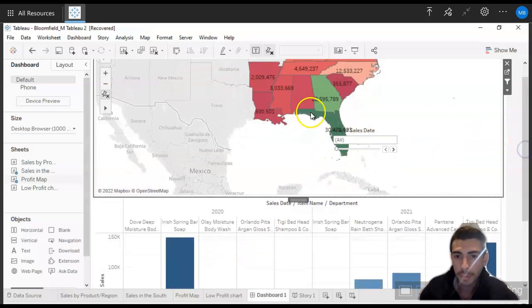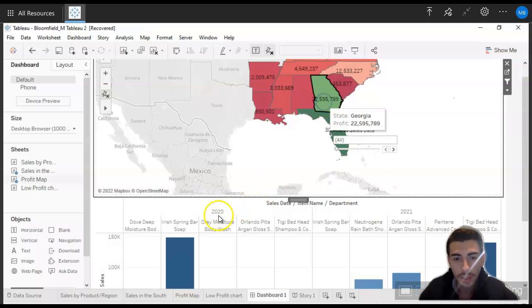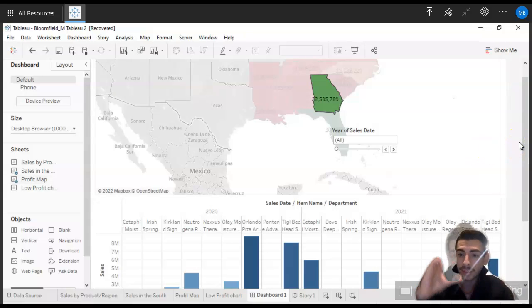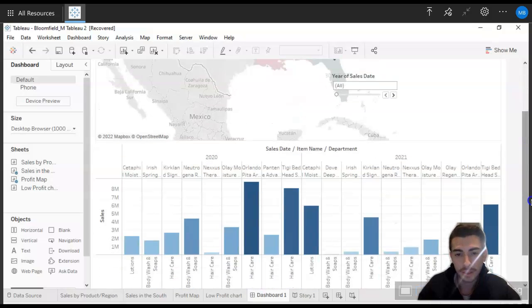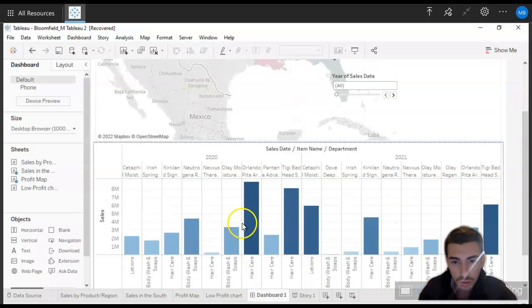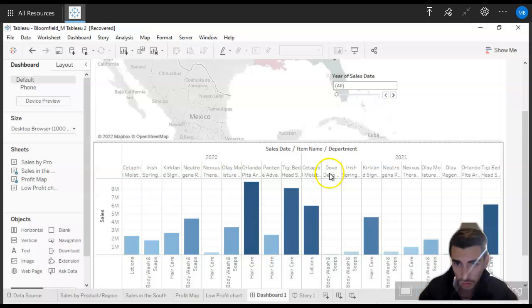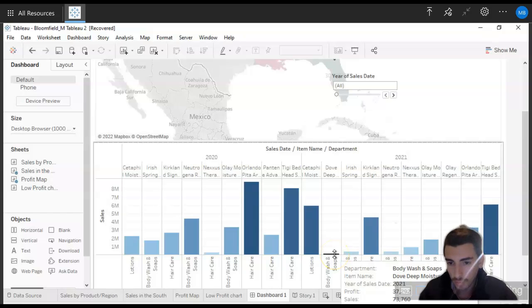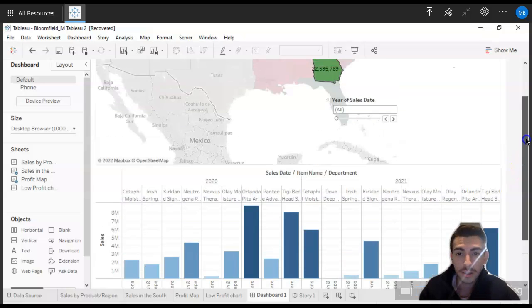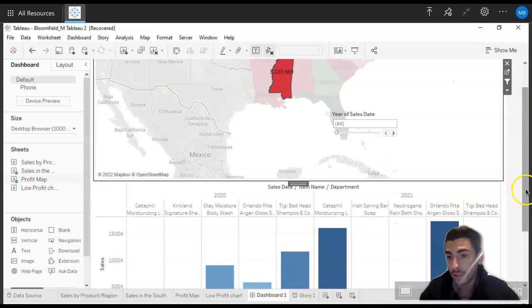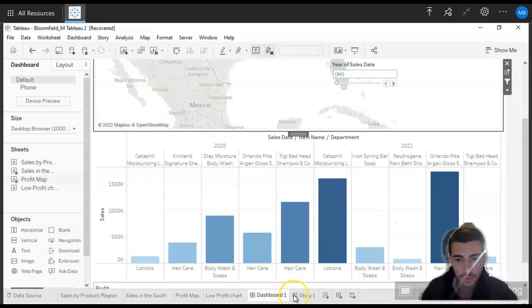Here's the profit map. Let's click on Georgia. If we click on Georgia, the graphs right down here will interact. It's interactive. It will change. It will tell us what product is being the most profitable, which ones are not. For example, here the Dove Deep Moisture Body Wash had almost no sales. Look, it's almost nothing compared to the other ones. If I click on another state, Mississippi, it will all change. There are lesser products also, so it's interactive.